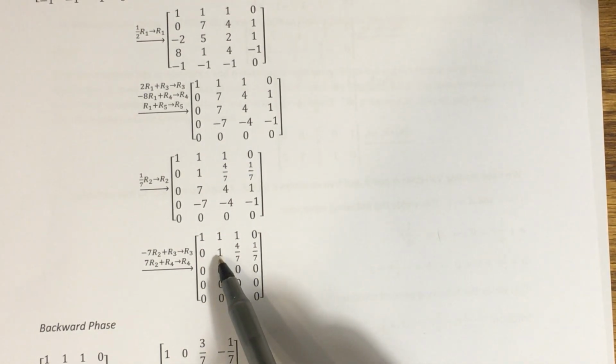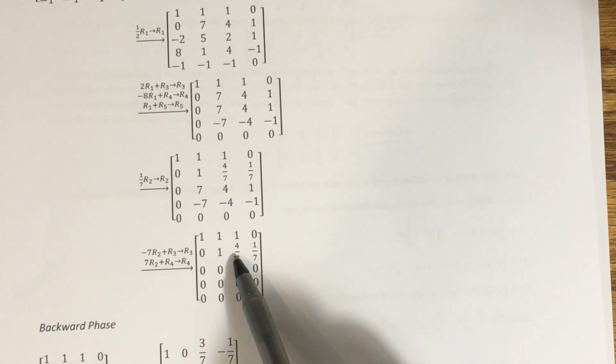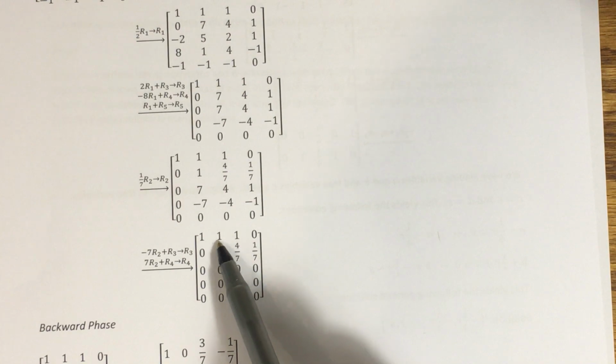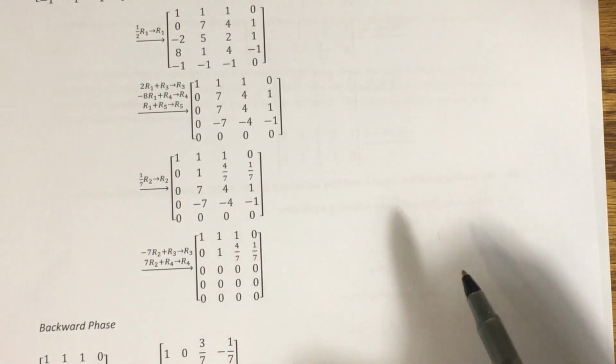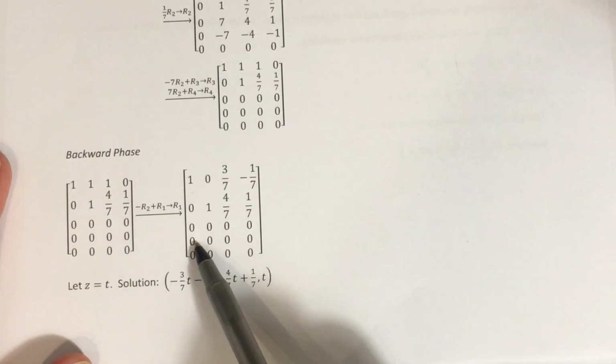So once I'm done with my forward phase, the backward phase is really just one step. I multiply my second row by -1 and add it to my first row so that I get a 0 up here above that leading one. And that's this step right here.